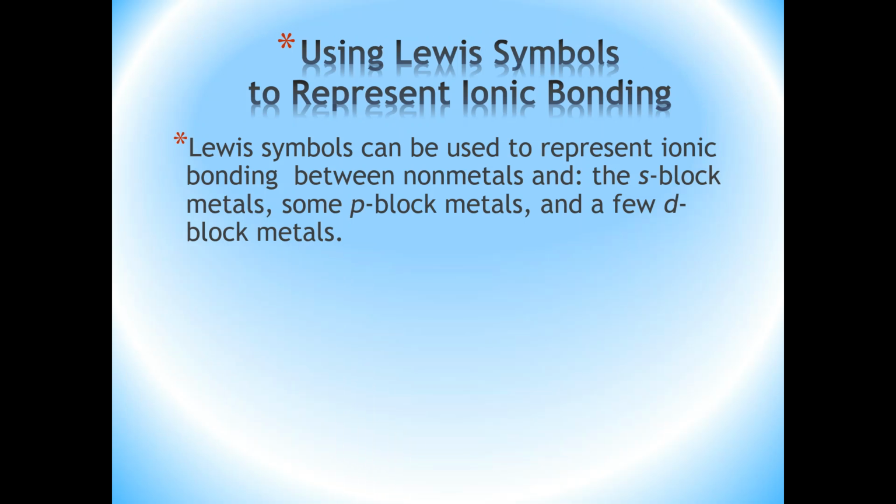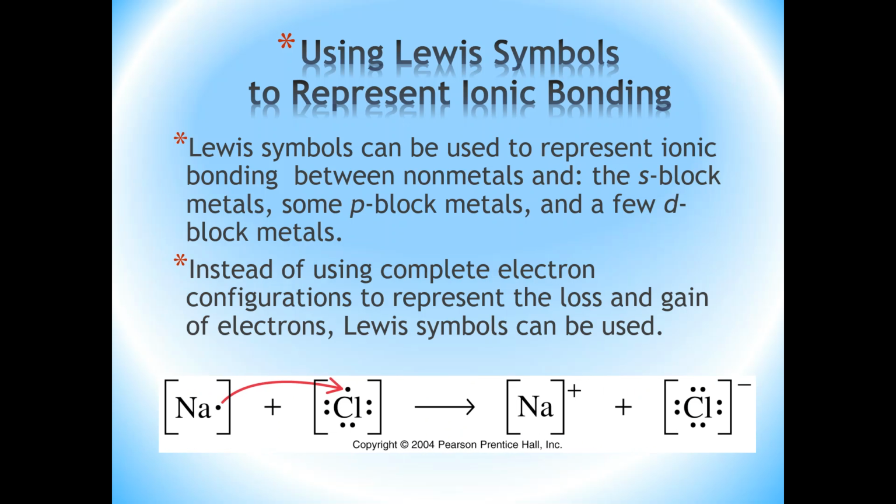Okay, how do we show ionic bond formation using Lewis symbols? Well, Lewis symbols can be used to represent ionic bonding between nonmetals and s-block elements, some p-block elements, and very few d-block elements, all right? And basically, instead of using the complete electron configuration, we can simply use the more fundamental or simplified Lewis symbol, as you can see here in this example.